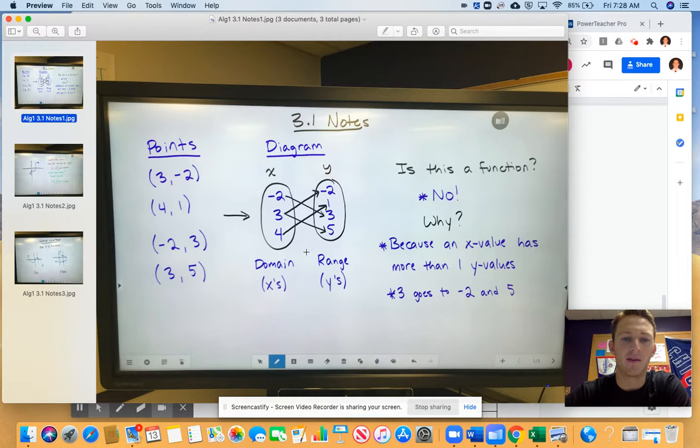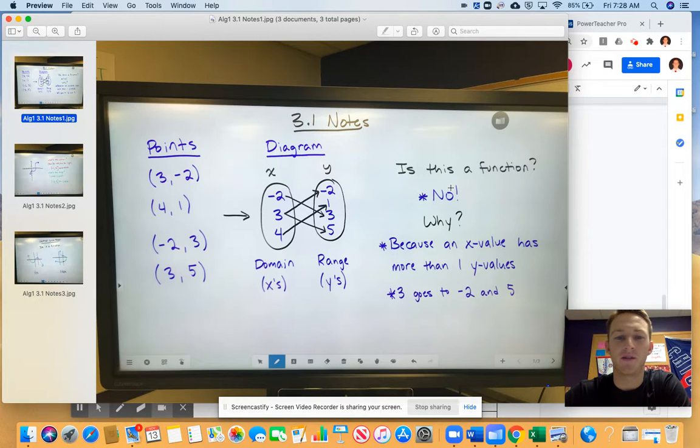Now we can find domain and range fairly easily from this. Our left circle, our x circle, is our domain because domain is all the x values, and our range is just all the numbers in the right circle because the range is all the y values of our points. So the question is asked, is this a function? No, this is not a function.